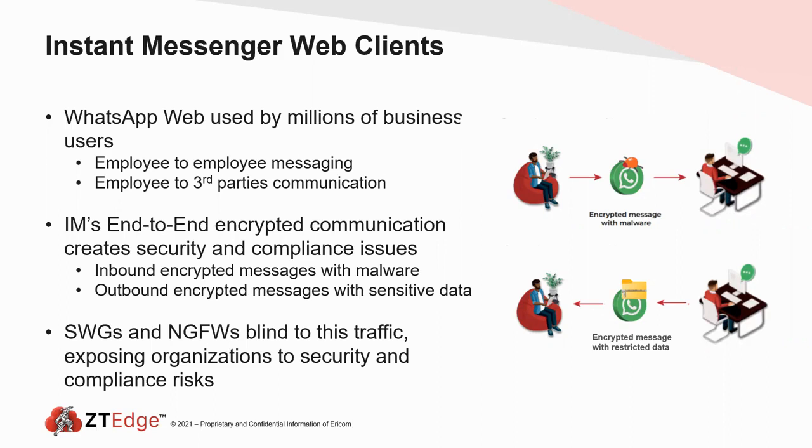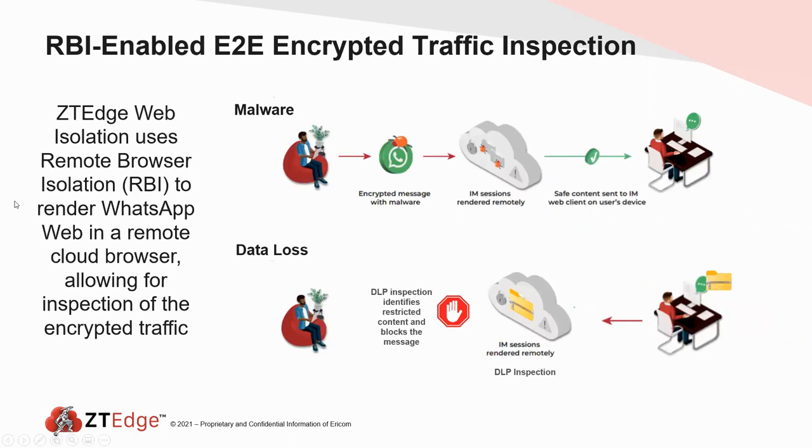Additionally, when passing files and someone's trying to download a file from, let's say, a WhatsApp web session, it's very difficult for SWGs and firewalls to be able to see that file transfer at all and identify whether that file transfer is malicious or not. So how can we protect organizations in the world of instant messenger web clients? The answer is by using ZT Edge web isolation.